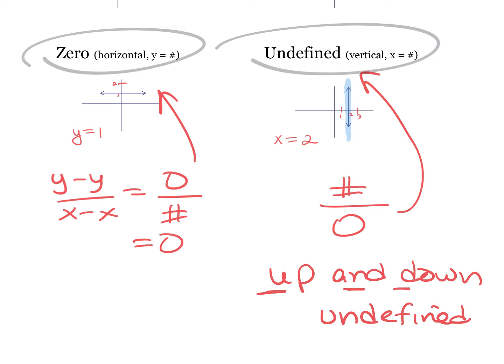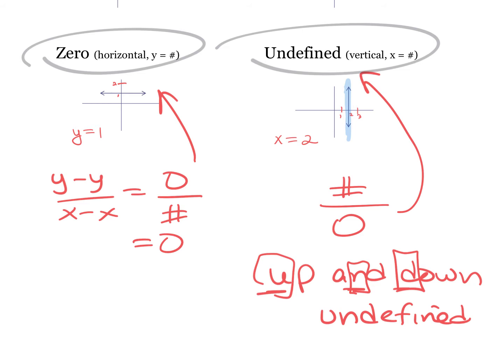So when your graph is going up and down, the slope is undefined. So you take the U, we're going to take the N out of and then the D. So little tricks maybe to help you remember that when it's vertical, it's undefined, but when it's horizontal, it's 0.